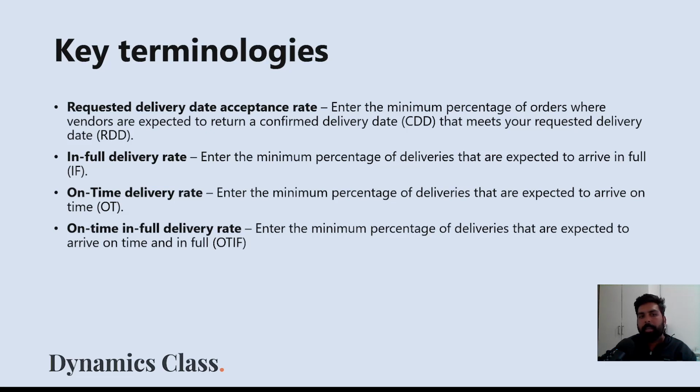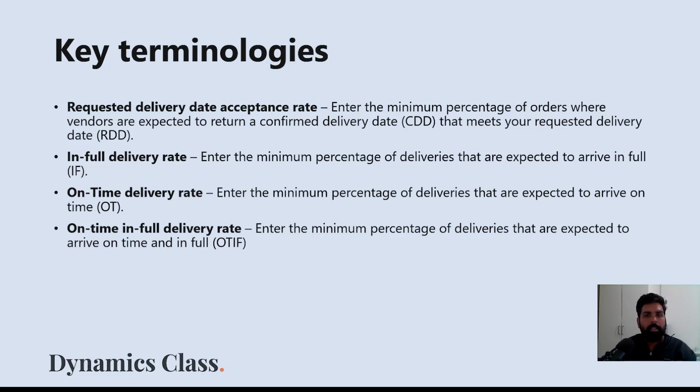The next parameter which we have is the on time in full delivery rate, which is the combination of the previous two, where we are expecting that the supplier is delivering on time, but is he delivering the full complete order, or is it an under delivered order? So what is the minimum percentage which we expect the supplier is going to deliver on time as well as the complete order, with no under delivery of that particular order? So that is called OTIF. So we need to remember these terminologies.